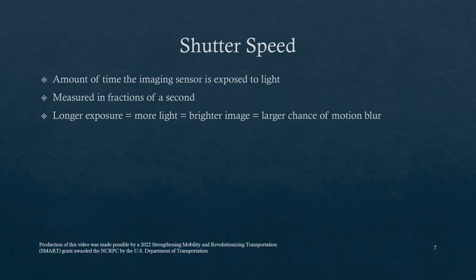So knowing about shutter speed, it's the amount of time the imaging sensor is exposed to light. It's measured in fractions of a second. And the longer the exposure, the more light, the brighter the image, but the larger the chance of motion blur. This is less of an issue for single images, but as we get into talking about photogrammetry, where the drone's moving or you have a subject area that's moving, you will see this blur occur.